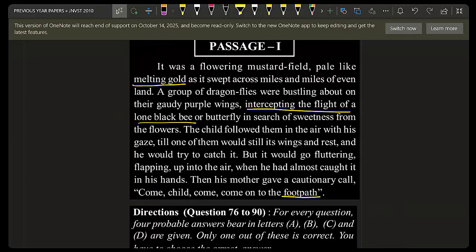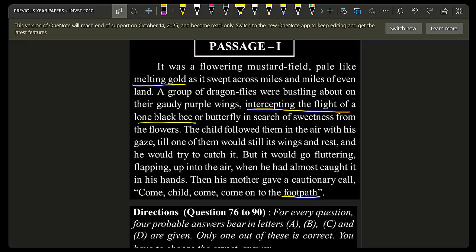Aditi, what is your doubt? You're not audible. Tanush, sir, what is meant by cautionary? Cautionary call. Cautionary means mentioning there is a danger ahead, so please come back, giving caution. Okay, sir.